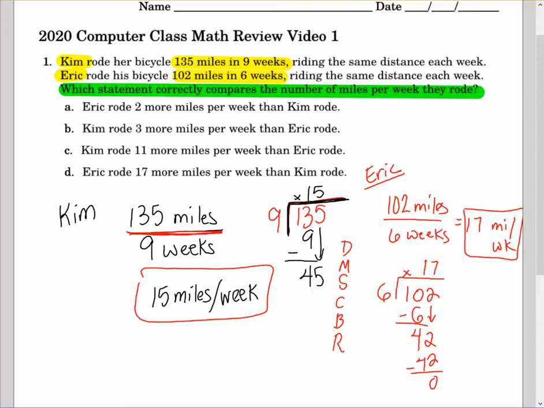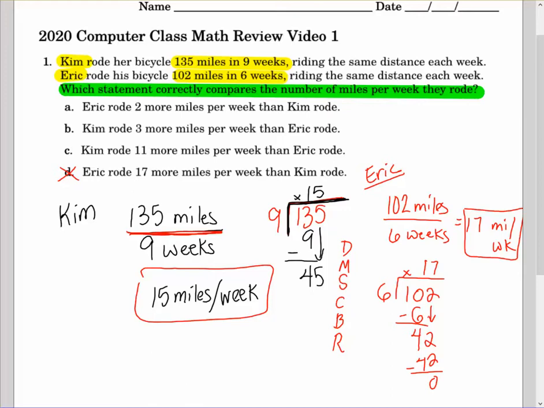So if you look, there's usually an answer to a question that is like a trap. So the trap answer here is D, because it says Eric rode 17 more miles per week. What we found out is that Eric rode 17 miles every week. That doesn't mean he rode 17 more than Kim. That is the option for the impulsive child that wants to say, oh, I figured out 17, and they're super proud of themselves, but they don't want to read anything, so they pick D. So you'll definitely get that wrong if you pick D.